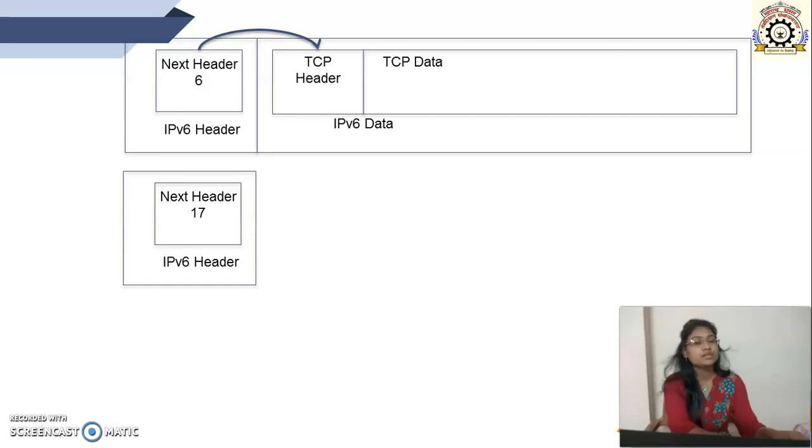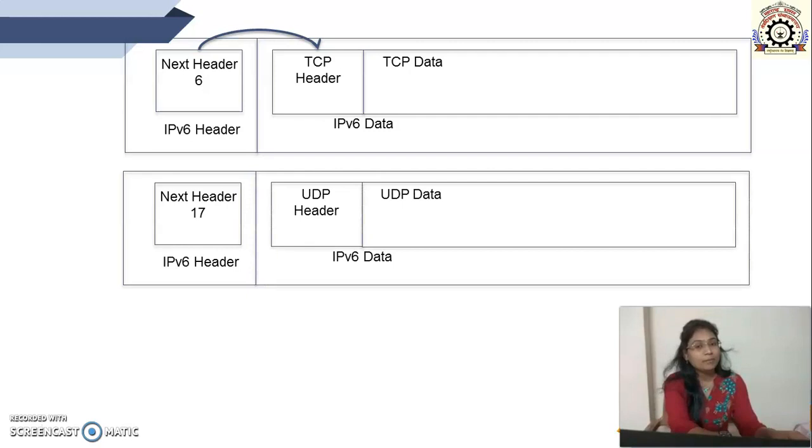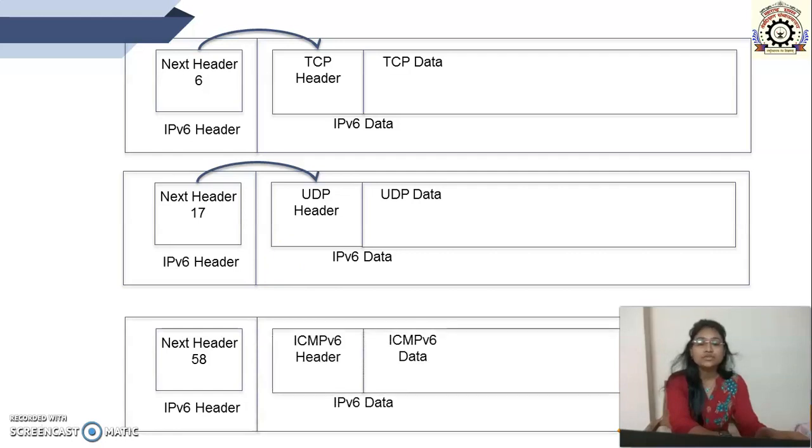It means the User Datagram Protocol. It means that the header is followed by the data from the upper layer and this data uses the UDP protocol. Next, if the field contains the value 58, it is the value that is used for ICMP version 6. So it is used to indicate that the base header is followed by the data from the upper layer and this data field uses the protocol ICMPv6.